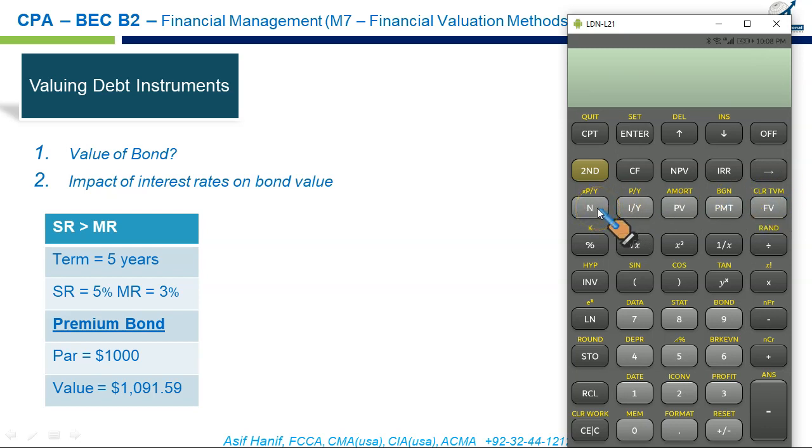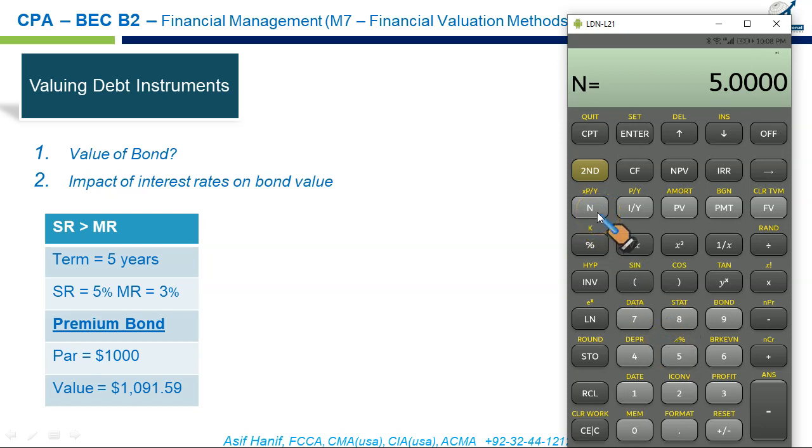N represents the term of the bond, I is the interest rate per period, PV is the present value of the bond which we want to calculate, PMT is the regular interest payments, and FV is the future value of the face value. So let us plug in the numbers. Our bond is a 5-year bond. Press 5, then N. You need to press 5 first and N later.